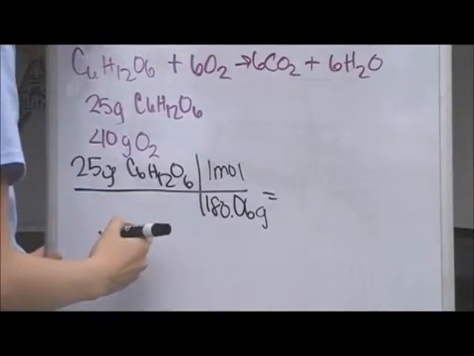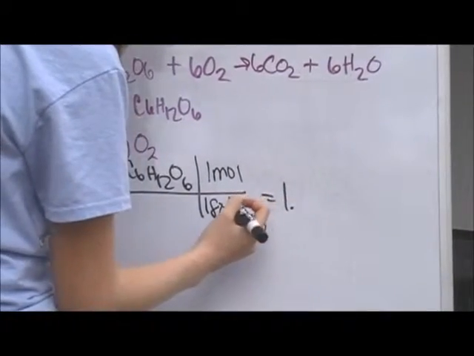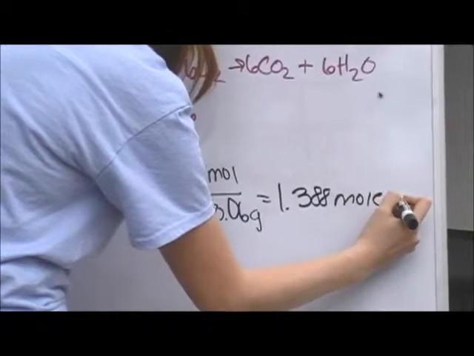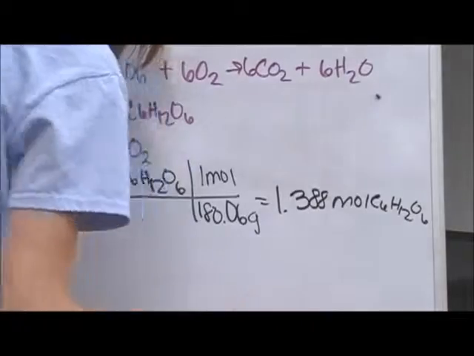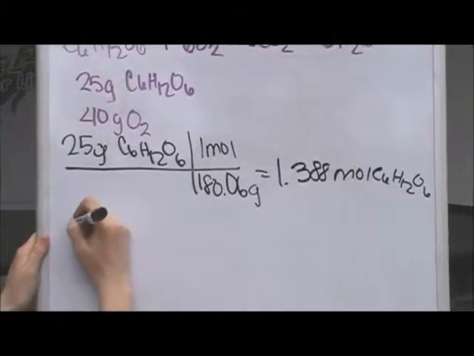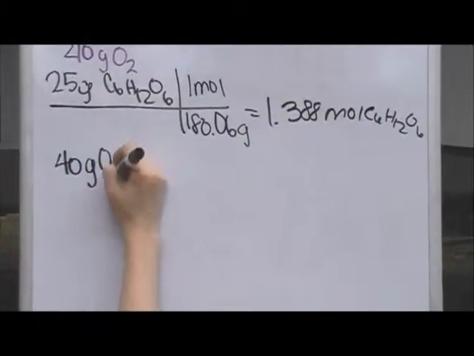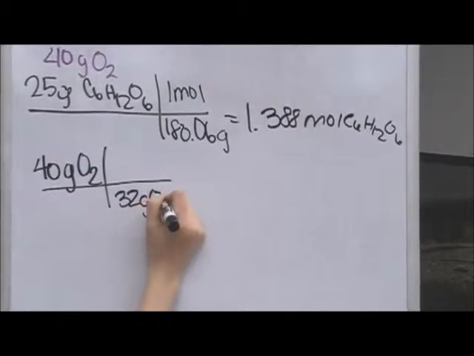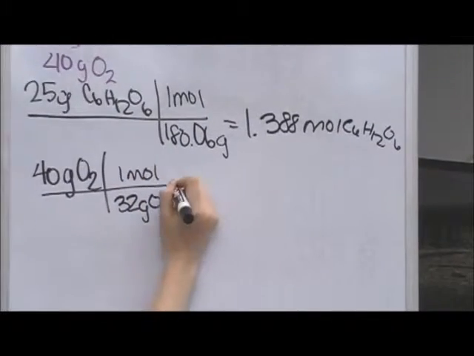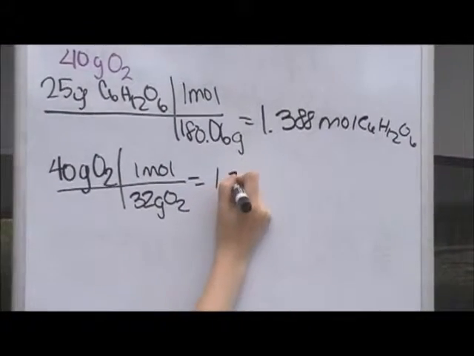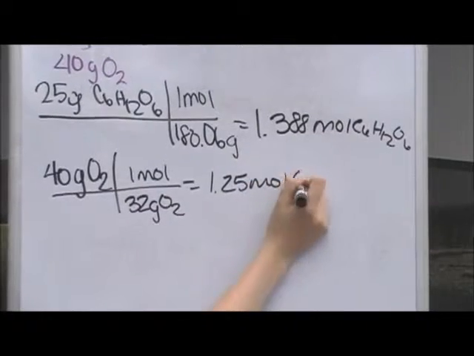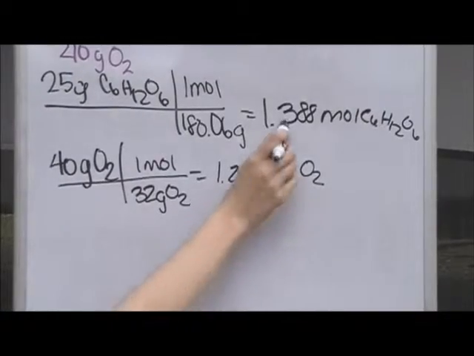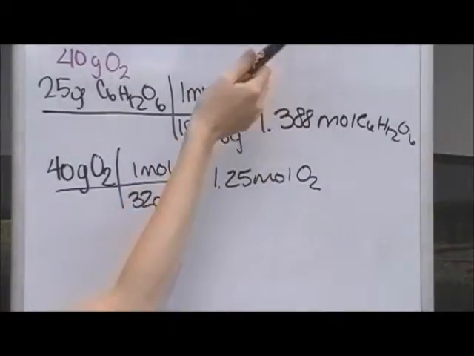So our 25 grams is 1.388 moles of C6H12O6. And then our 40 grams of O2, divide that by the mass on the periodic table, which is 32 grams. And that equals 1 mole. So we are given 1.25 moles of O2. So now we're going to convert each of these moles to one of our products.